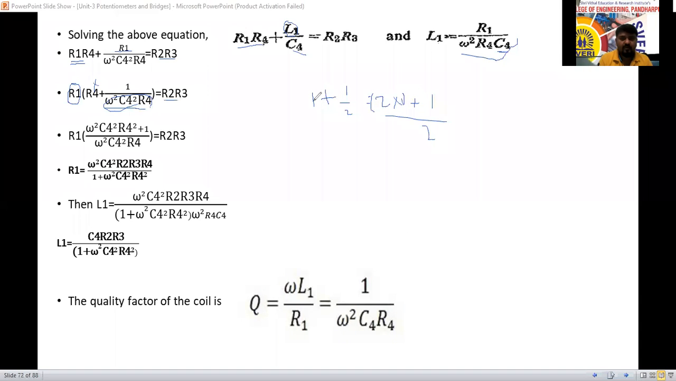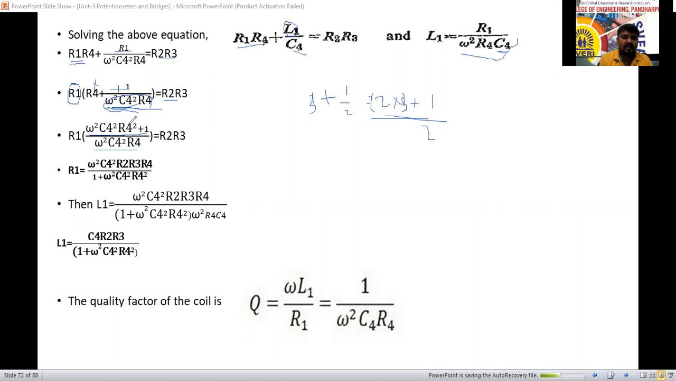Yes or no? Suppose consider this 3 plus 1 by 2. It is nothing but 2 into 3 plus 1 divided by 2. We write it like this, by taking the LCM. Same thing we have written: omega square C4 square R4 into this one, you multiplying this one, omega square C4 square R4 into R4, that is called R4 square plus 1 divided by this one as it is we have written here, whole divided by omega square C4 square R4 equal to R2 R3.